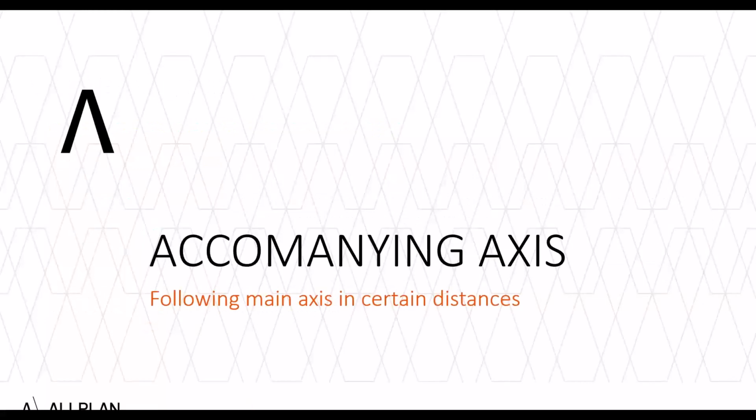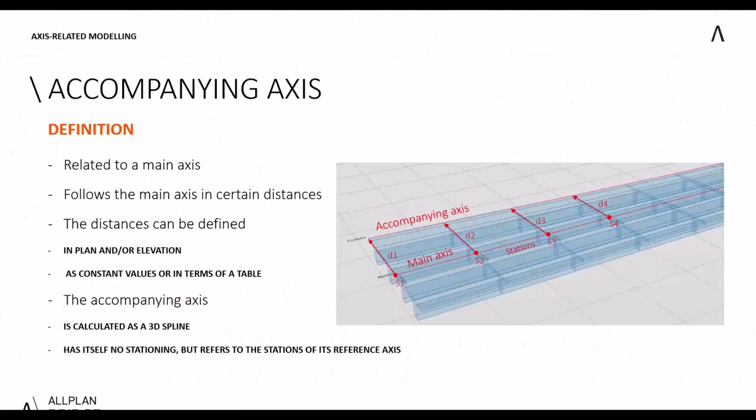And let's step over to the next axis, which is the accompanying axis, which is a bit similar, but it's also different. And I will explain the difference now. So this is an axis that follows the main axis in certain distances, which you can define. But the first difference is when I define the accompanying axis, it's always related to a main axis.